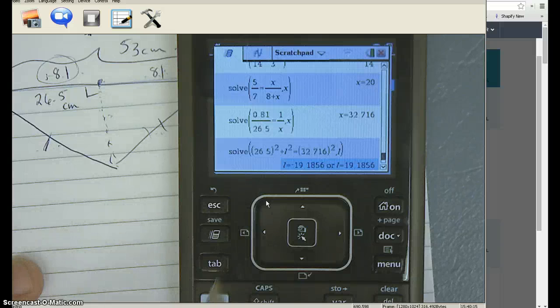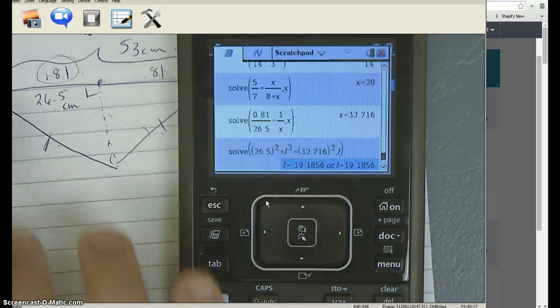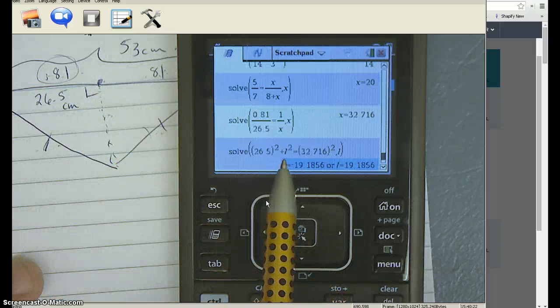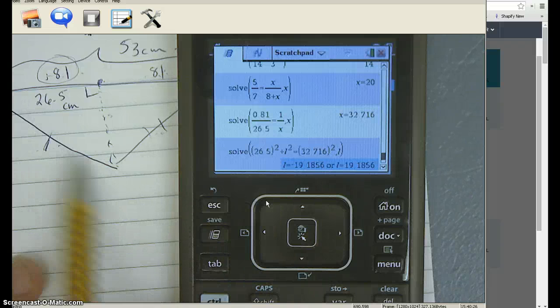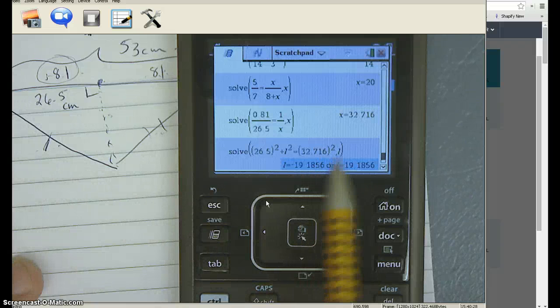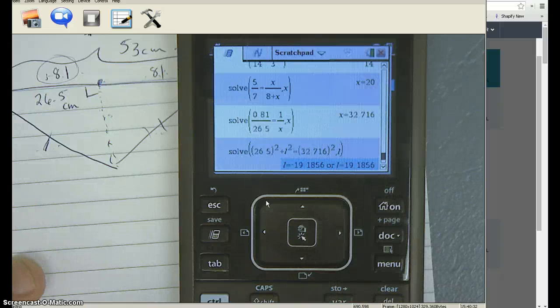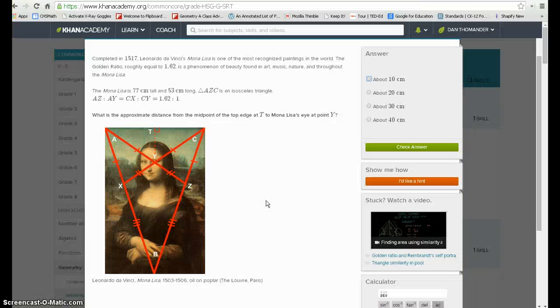Okay, and then the last thing I did was I used the Pythagorean Theorem. The Pythagorean Theorem told me that this leg squared, which was 26.5 squared, plus this leg squared, which was the unknown, so I called it L squared, would be equal to the hypotenuse squared, which we knew was 32.716 squared. And I said solve it for L, and it gave me 19.1856, and I'm going to plug that in right now, about 20.